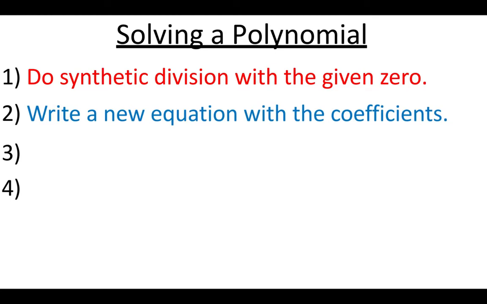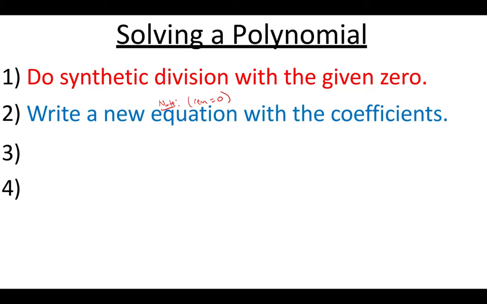When we're finished with our synthetic division, we're going to get those coefficients at the bottom. The remainder should be 0. Make a note of that. Note, remainder should be 0 if we did it right. If you don't get a remainder of 0, that means you didn't do it right because we're told that this thing is a factor. So with our remaining coefficients, we're going to write a new equation.